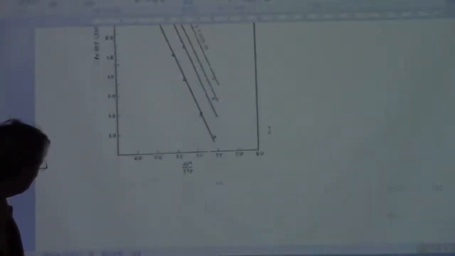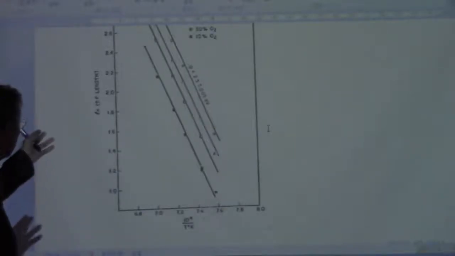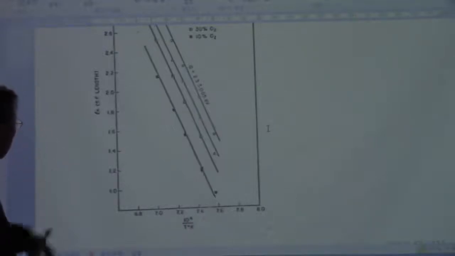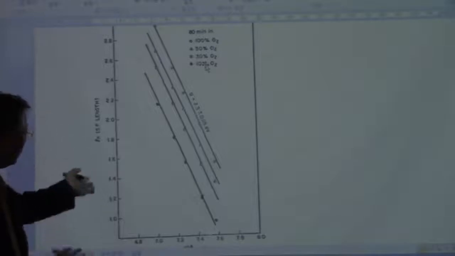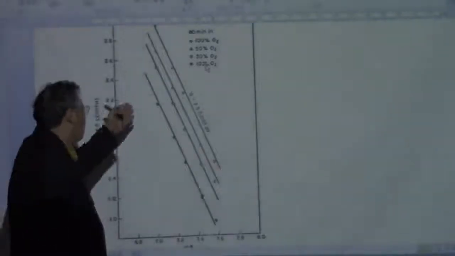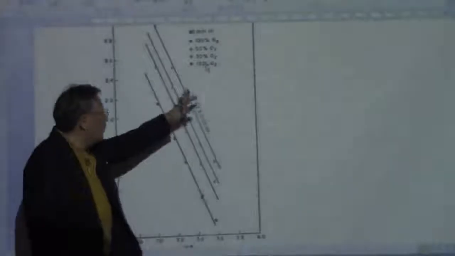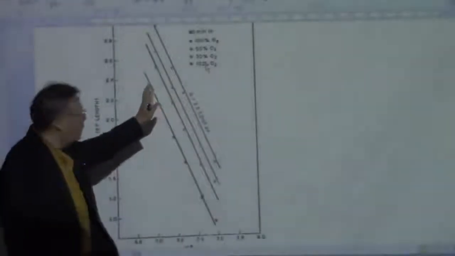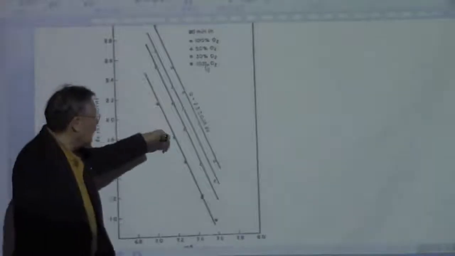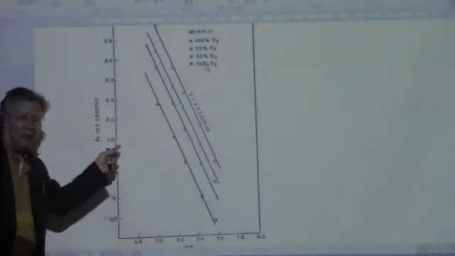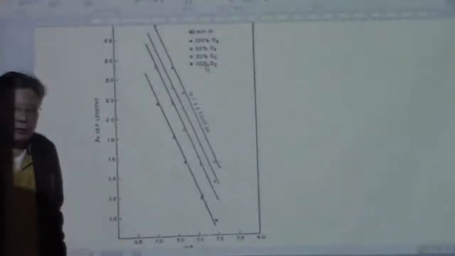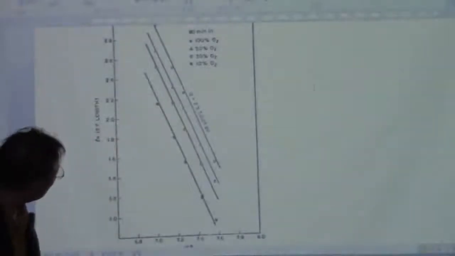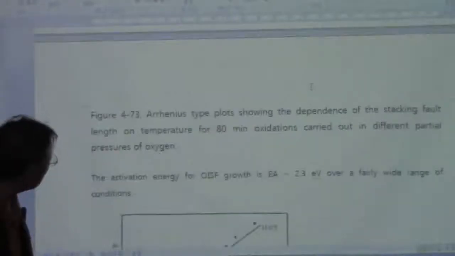Here's another plot, and this is a logarithmic stacking fault length, and here's another oxygen concentration, and you can see the slope, the activation energy is almost the same no matter what the oxygen concentration, and it's about 2.3. And this 2.3 electron volt is very familiar to us, right? That is the silicon-silicon bonding energy. That is almost the same as the bonding energy.